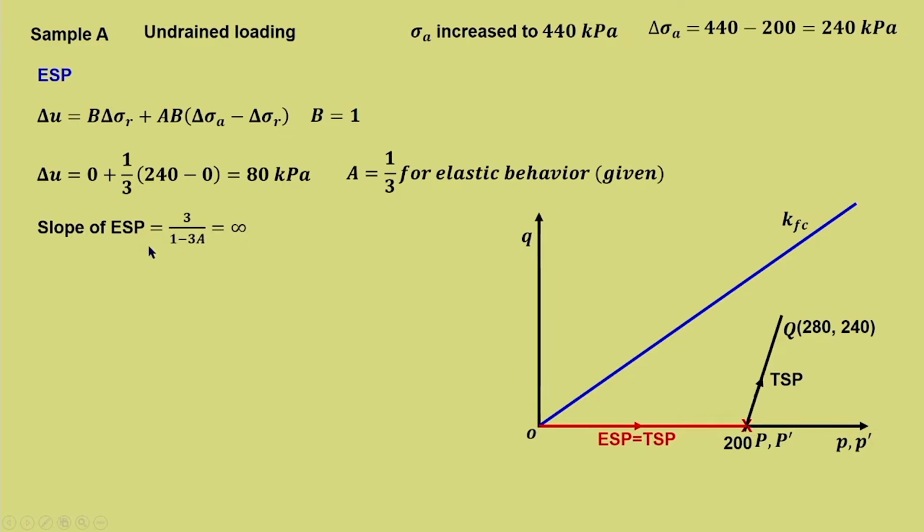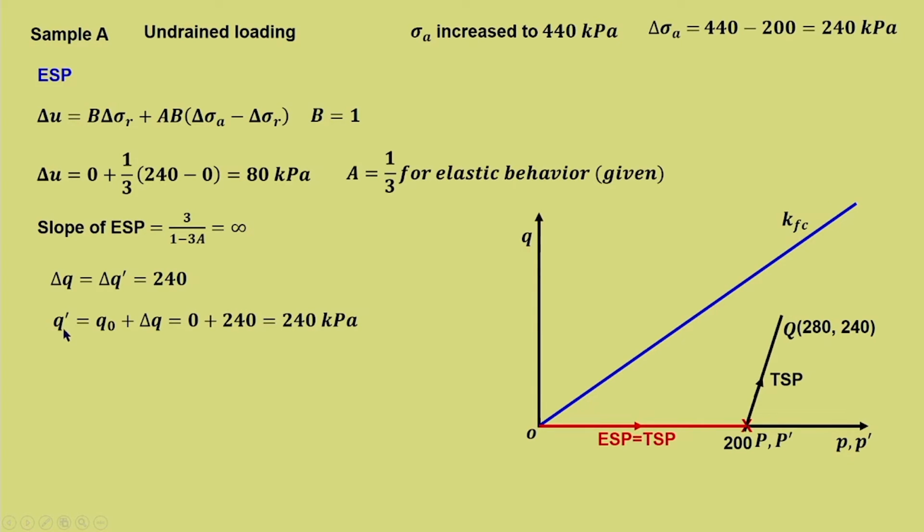So, the slope of effective stress path is equal to, this also we know, 3 divided by 1 minus 3A. Now, the value of A is 1 by 3, so the denominator becomes 0 and hence it will be infinity. That means it goes vertically upwards, because it is delta q upon delta p, and there is no change in p. So, it has to go vertically upwards. Delta q dash is equal to 240, which we have already seen in the previous slide. So, the maximum value for this particular case is 240.